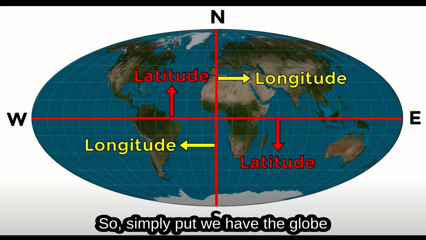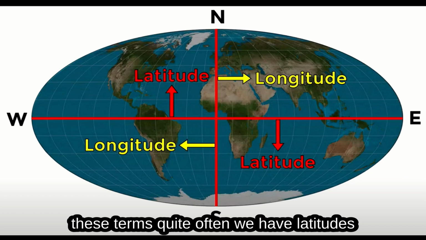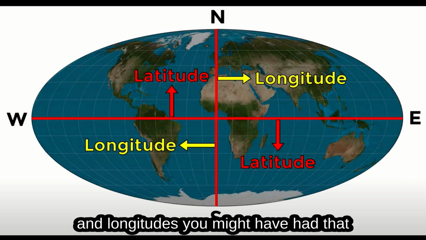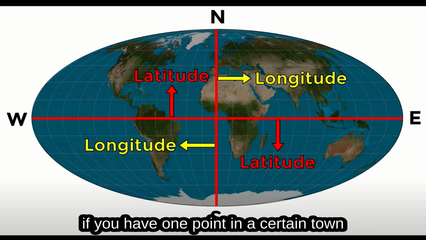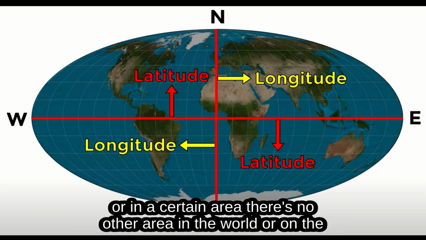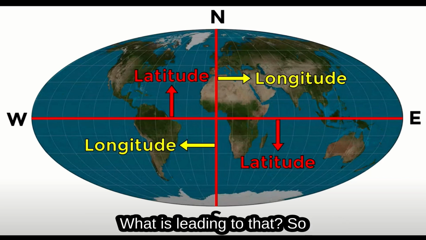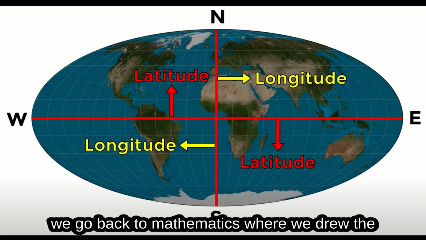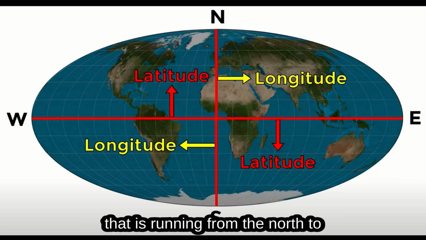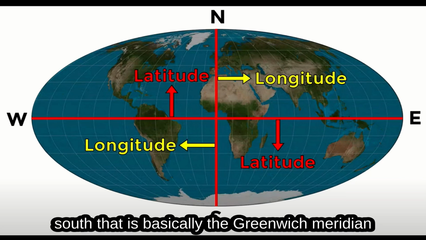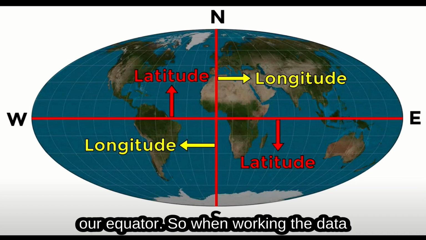So simply put, we have the globe, and we've been hearing or using these terms quite often. We have latitudes and longitudes. You might have heard that if you have one point in a certain town or in a certain area, there's no other area on the globe that has the same coordinates. What is leading to that? So we go back to mathematics, where we drew the Cartesian plane, and we know the line that is running from the north to south, that is basically the Greenwich meridian, and we have the one running from the west to the east, which is basically our equator.